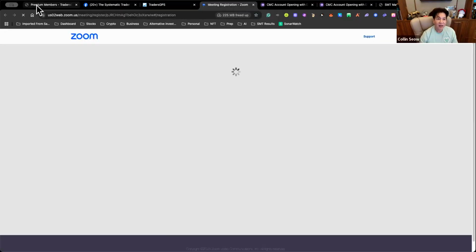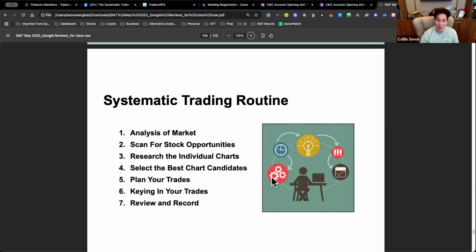Okay, guys, let me do this wrap up. The routine: analysis of the market, scan for individual stock opportunities. Every Monday when we go through our webinar, what is the purpose? It's not for tips. It's so that you know where the general market is going. Then research on individual stocks, select the best trading stock, plan your trades, key in your trades, and review and keep records. This will be the trading routine.